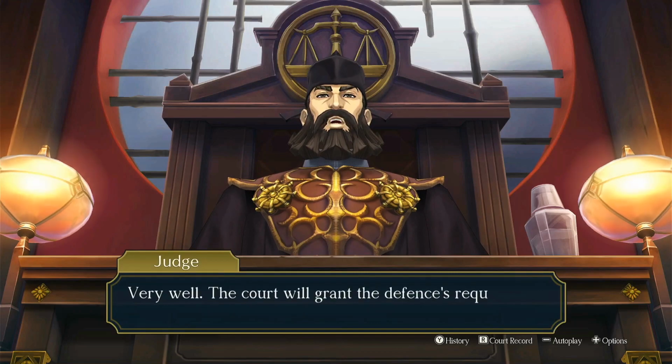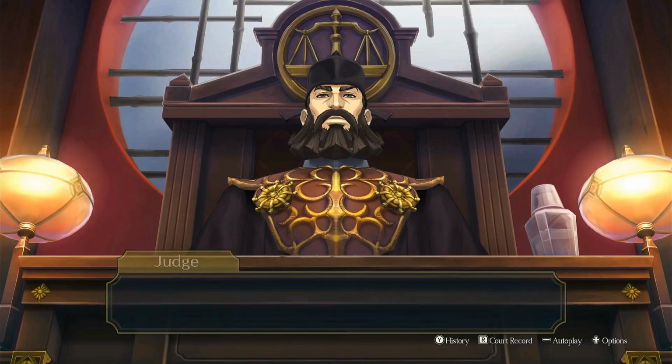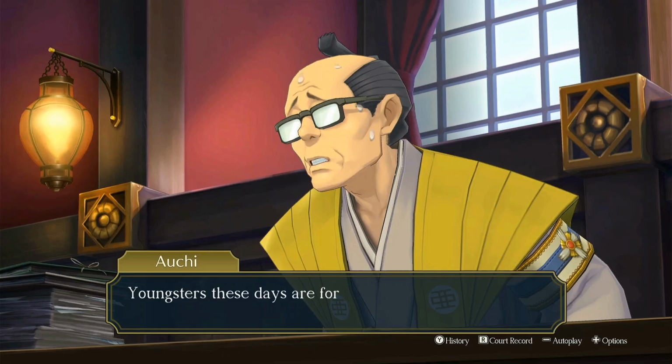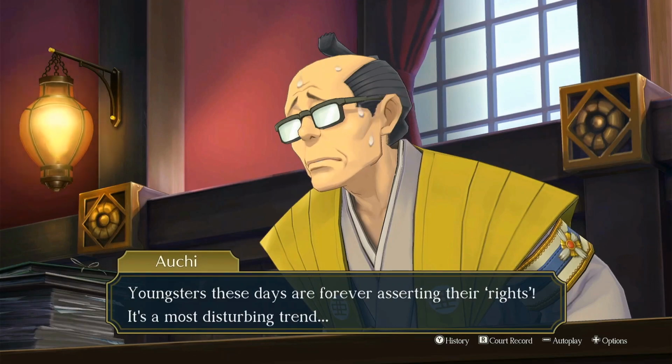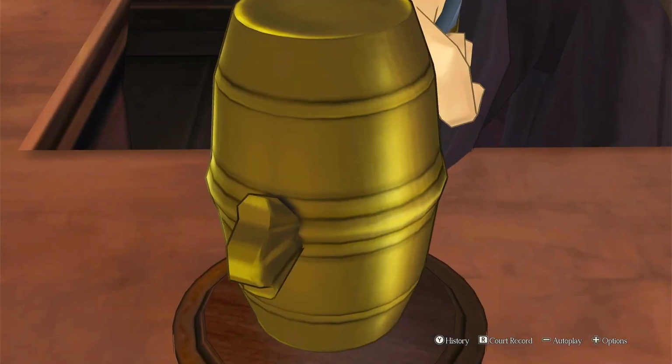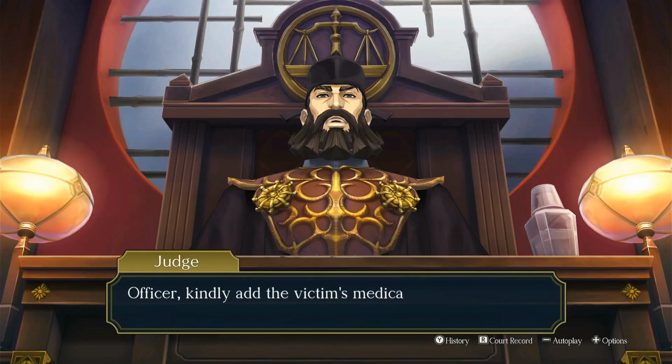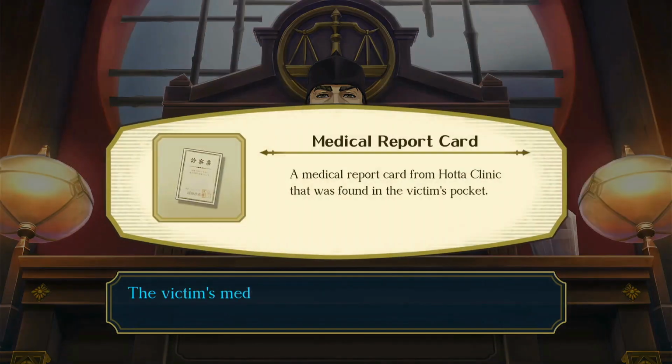Very well. The court will grant the defense's request. Tisk. Youngsters these days are forever asserting their rights. It is a most disturbing trend. Officer, kindly add the victim's medical report card to the court record.